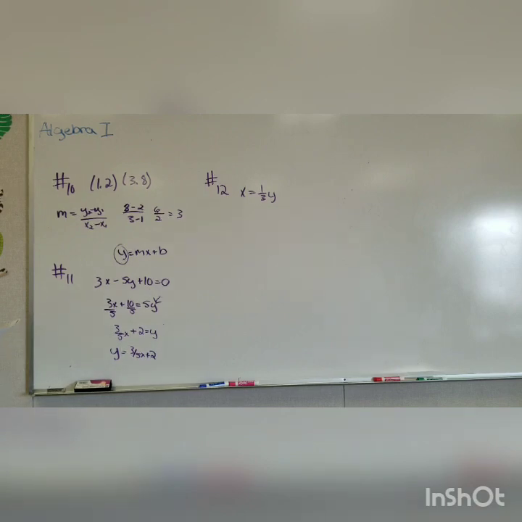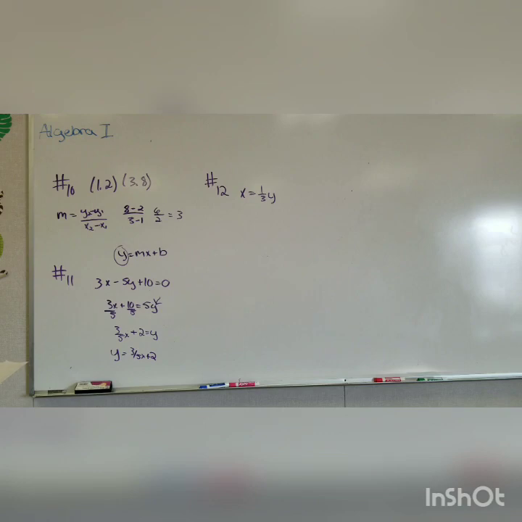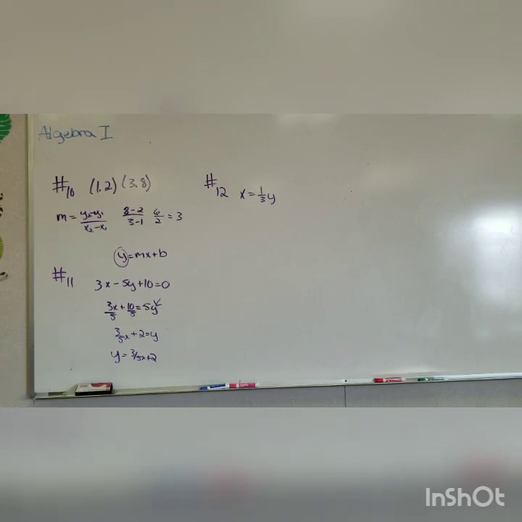Problem number 12, they give you an equation, y equals 1/3 x, and they want you to put it in general form, which means they want x and y together on one side. But you can't have fractions in general form. So the first thing we've got to do is get rid of that fraction.